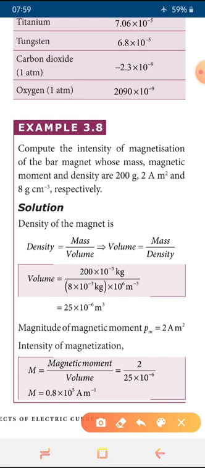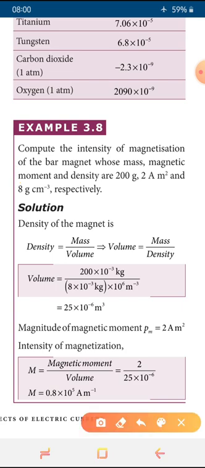This formula we may have studied from 8th standard itself. Density is equal to mass per volume. From this equation we get the formula for volume. Using cross multiplication, volume goes to the left and density goes to the right, so the equation becomes volume is equal to mass divided by density. This equation we are getting from the previous one. Then we substitute the known values.